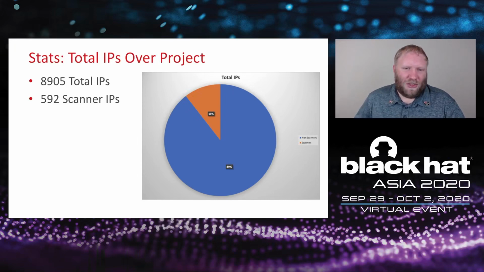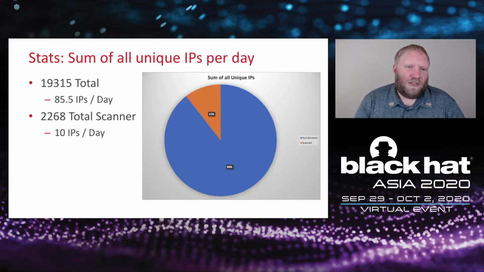That left about 8,300 unique IPs that were not from known scanners. Then we have the unique IPs per day.